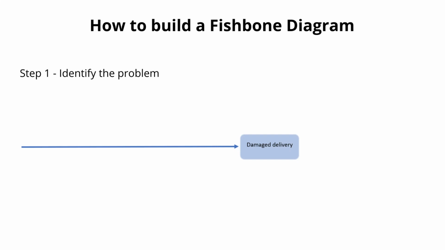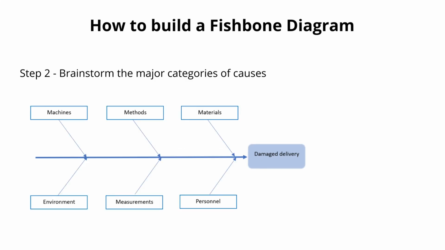Have your team figure out who is involved, what the problem is, and when and where it occurs. Next, on the whiteboard, write the problem statement in a box on the right-hand side. Now draw a horizontal line protruding left from the problem statement. The problem statement resembles the head of the fish, and the horizontal line resembles the spine, giving you room to develop ideas. Our example below identifies a problem of damaged delivery.